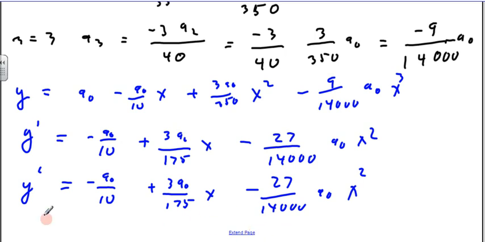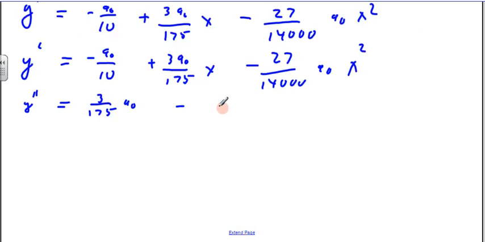Okay, so everything's good. And then we need a y double prime, 3 over 175 a0 minus 27 over 7,000 a0 x. The 2 goes over here, that makes it 7,000. But I can divide 7. No, I can't. Forget that.